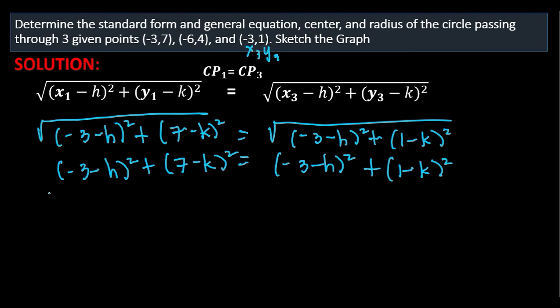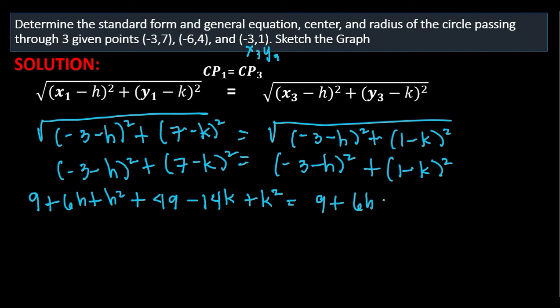Negative 3 minus h square, and we will have 9 plus 6h plus h square. So let's have now the 7 minus k square. So we will have 49 minus 14k plus k square is equal to, so next let's have negative 3 minus h square, 9 plus 6h plus h square. So next, let's have 1 minus k square. So we will have plus 1 minus 2k plus k square. So now let us combine like terms.